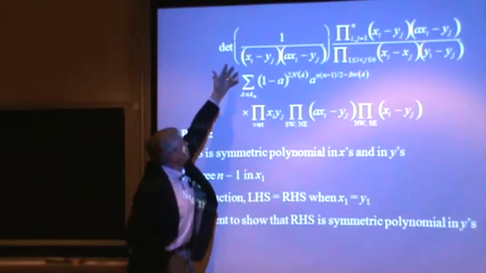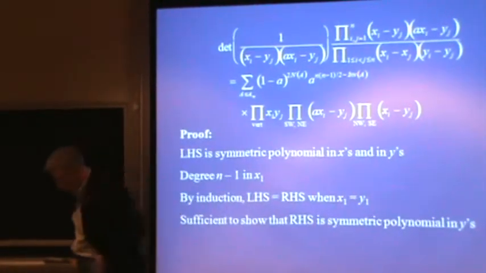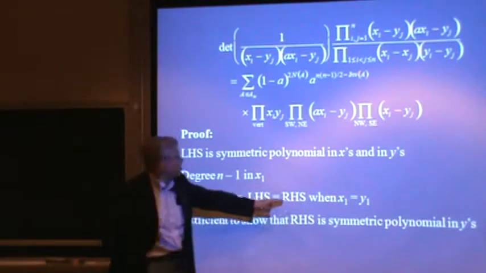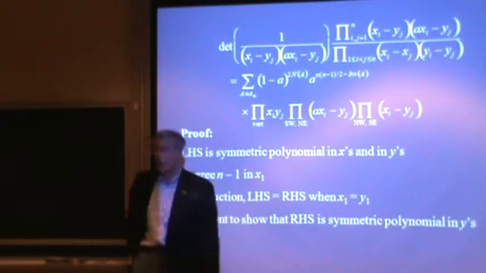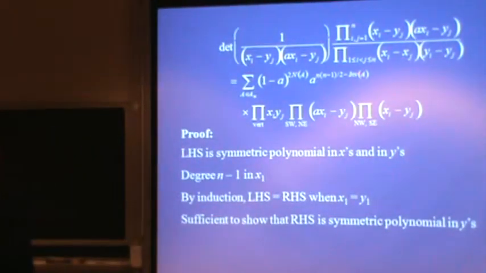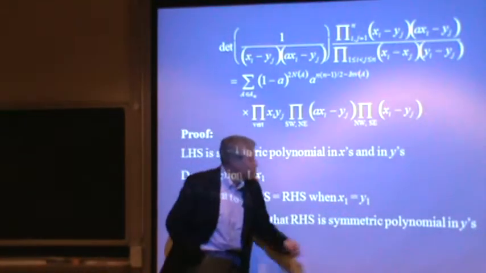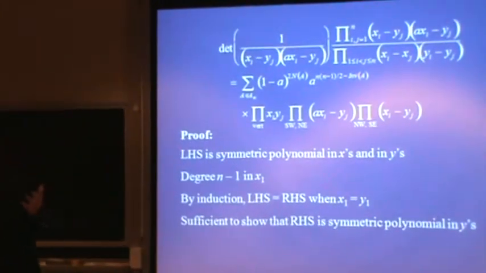Well, basically what that does is it simply cuts it down from the n by n case to the n minus 1 by n minus 1 case. And in addition to that, I know that the left-hand side is a symmetric polynomial in the y's, so if I know its value at y1, I know its value at n points, y1 through yn. If I can show that the right-hand side is also a symmetric polynomial in the y's, I'm done.